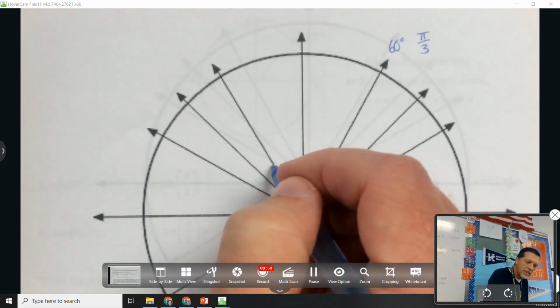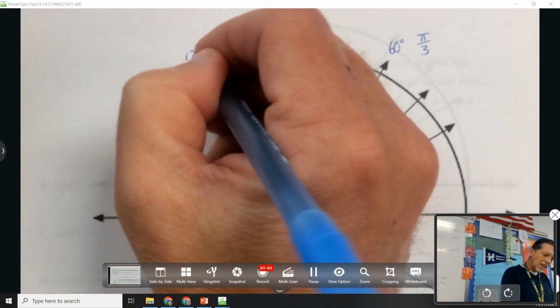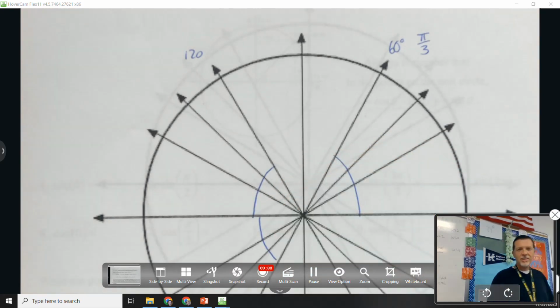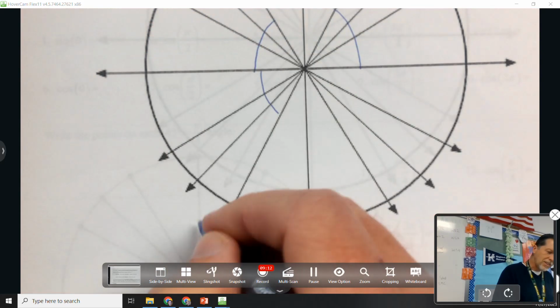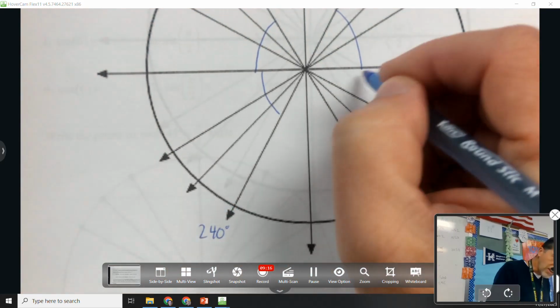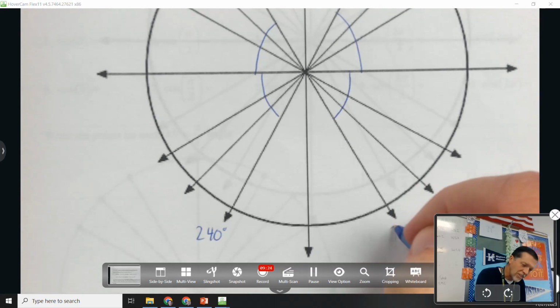Well, what's 60 degree reference angle in the second quadrant? 120. And reference angle 60 in the third quadrant would be whatever 180 plus 60 is, 240. And then reference angle 60 in the fourth quadrant is 60 from 360, so 300.